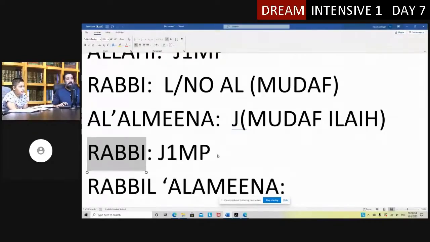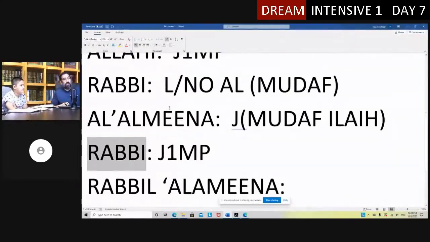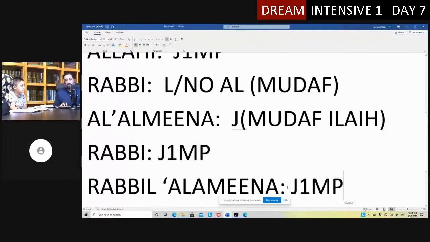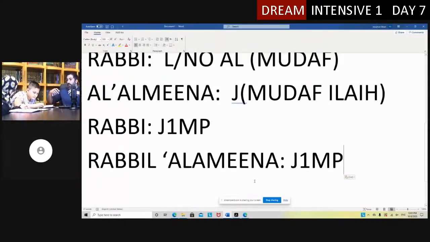All right, so now we're going to look at Rabbil Alamina together. What I said to you before, I'll repeat. The mudaf has 4 properties. We already got those. The mudaf ilayh has its own 4 properties. But what if somebody asked you, what are the properties of the whole thing? When you ask for the properties of the whole thing, you can give the same answer as for the mudaf. I copy-pasted it. In other words, what is a mudaf and a mudaf ilayh together called? They're called idafa. The whole idafa has the same properties as the mudaf itself.